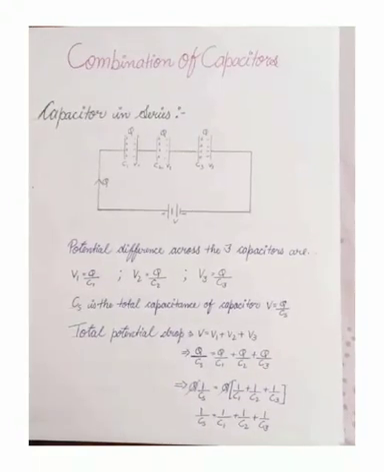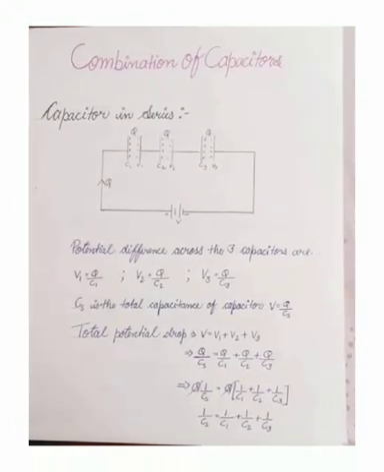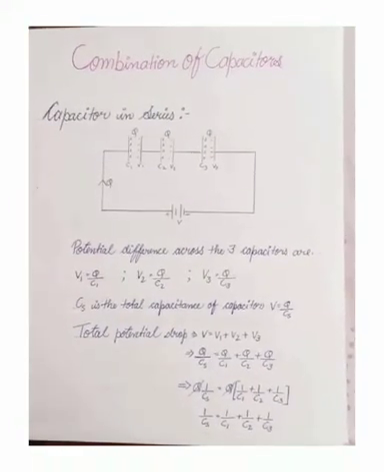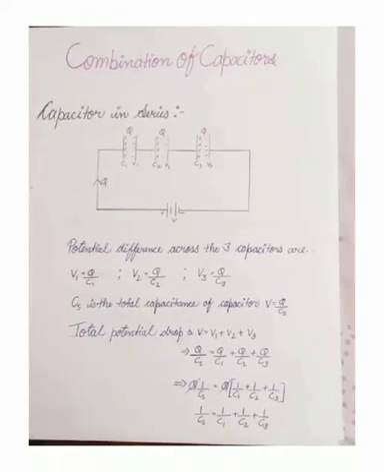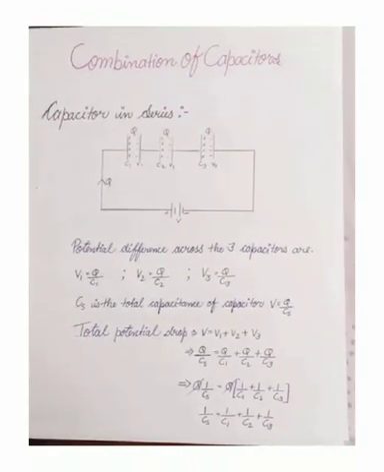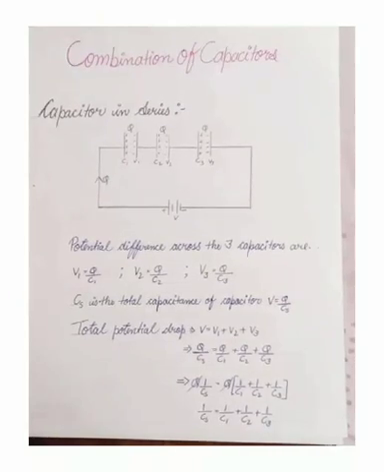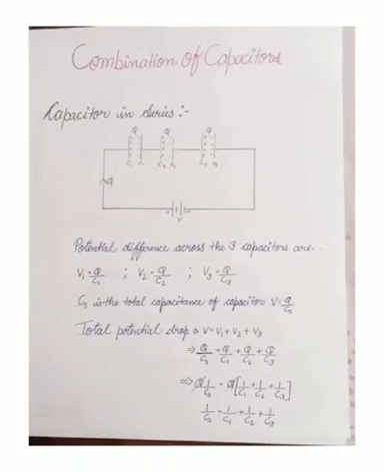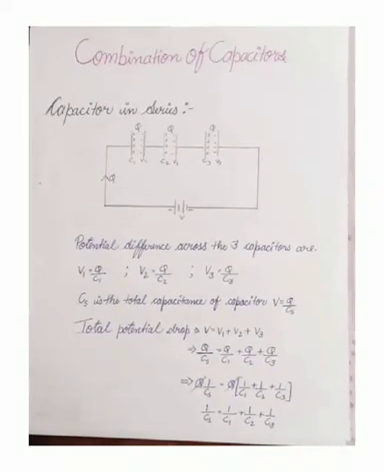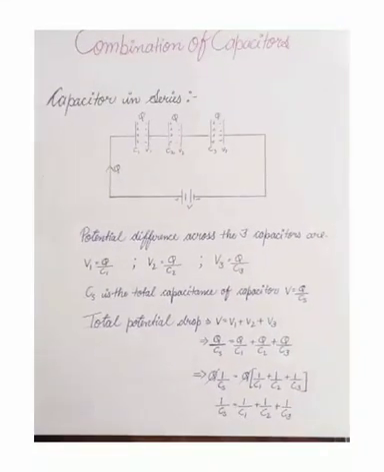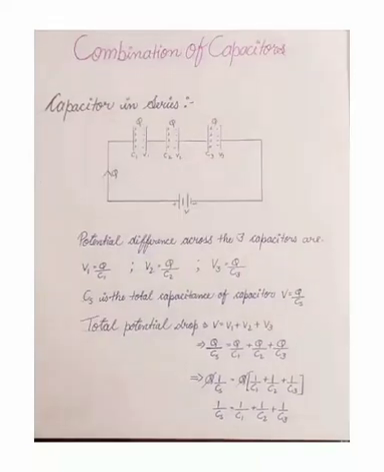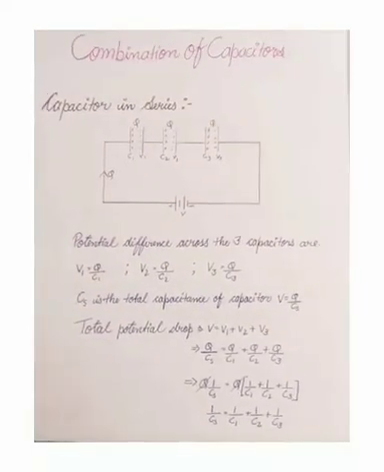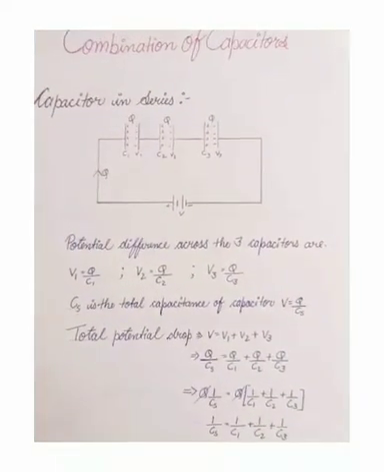In a combination, it is connected to a battery to apply a potential difference and charge the plates. We can define the equivalent capacitance of the combination between the plates to be C equals Q by V. Combinations of capacitors are in two ways. First one is capacitors in series.